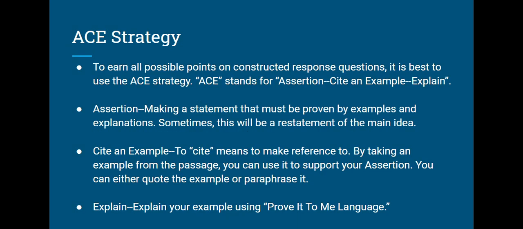So when you're coming up with your structure and when you're identifying your examples, you want to follow what is called the ACE strategy to earn all possible points. The ACE strategy stands for assertion, cite an example, and explain. So your assertion, your first part, is going to make a statement that must be proven by the examples and explanations. So sometimes this would be a restatement of the main idea.